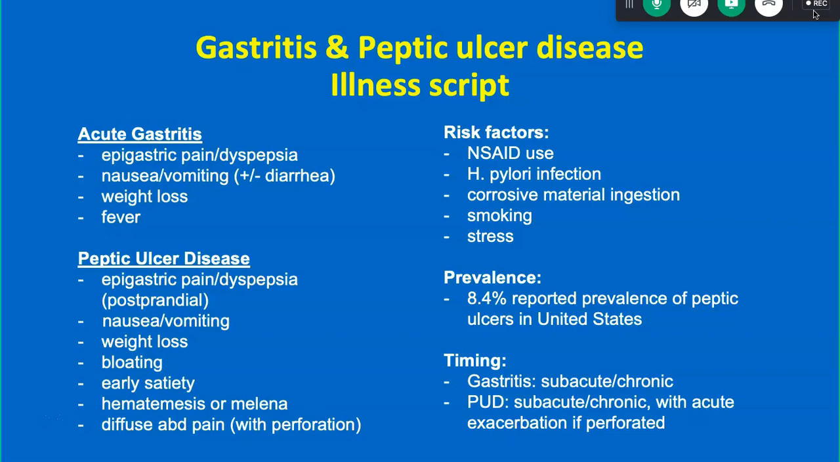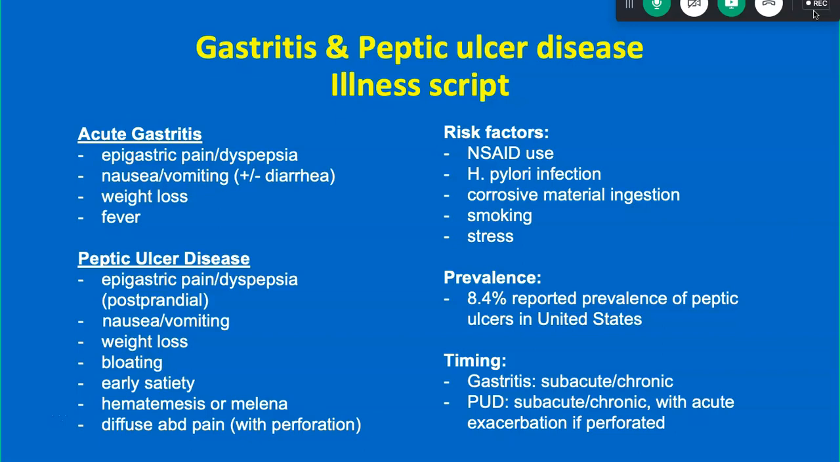Risk factors include NSAID use, because you're going to have a weakened protective layer of the stomach mucosa. H. pylori infection, so you want to think about the patient's travel history. And then certainly any kind of corrosive ingestions, smoking, and stress can all increase your risk of gastritis and peptic ulcer disease. This is a pretty common condition.